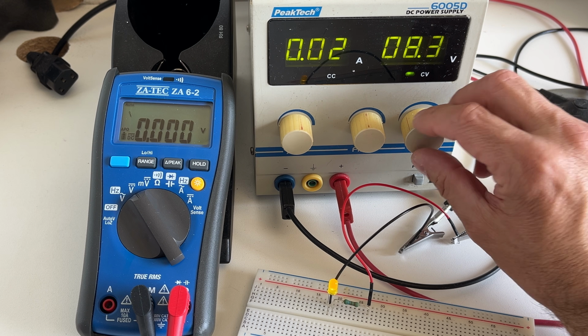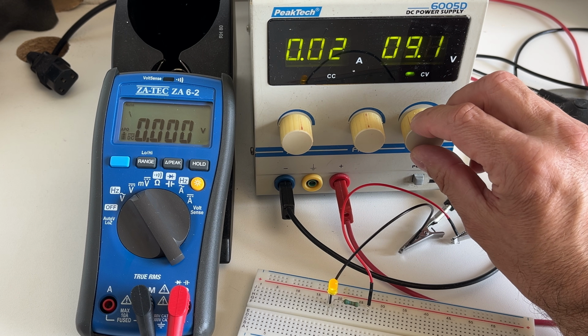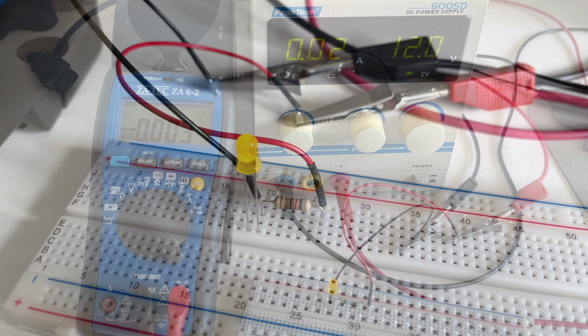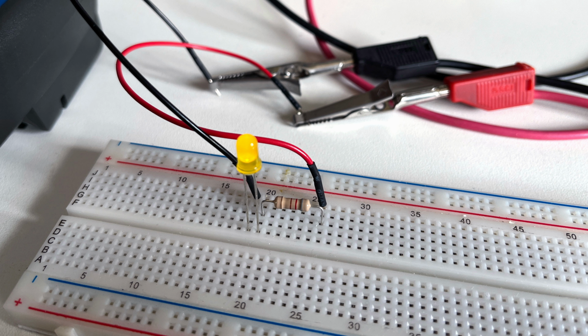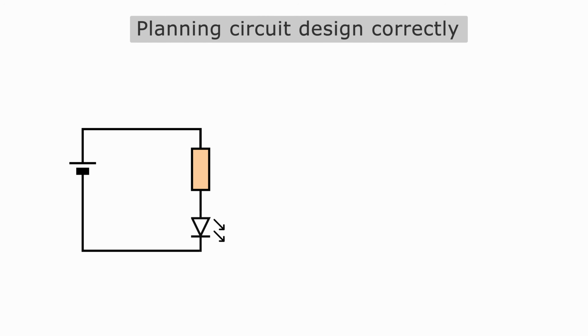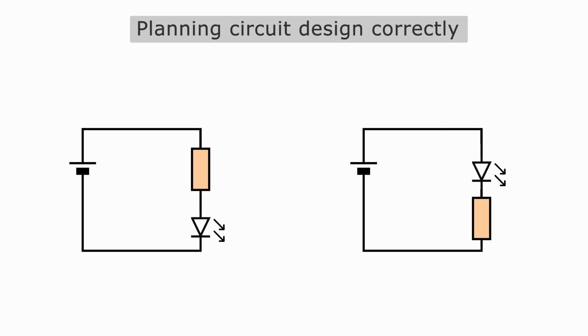If there are any unexpected fluctuations in the circuit, you will still have some reserve and the LED will not break. A lower current also increases the working lifetime of the LED. By the way, it does not matter whether the series resistor is installed before or after the LED. In both cases, the series connection reduces the current to the correct level.